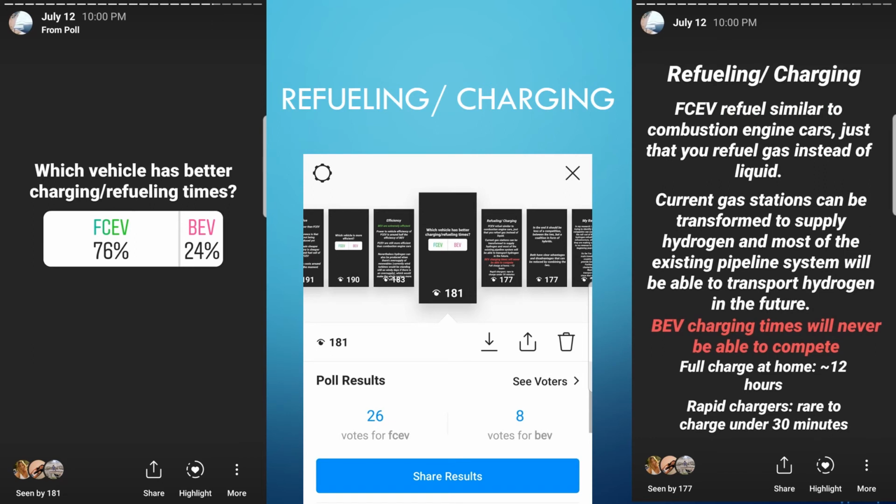The last comparison was refueling versus charging, where I also explained on the right side why fuel cell electric vehicles were better. Throughout the polls, between 16 and 90% of viewers actively engaged and answered the questions again.